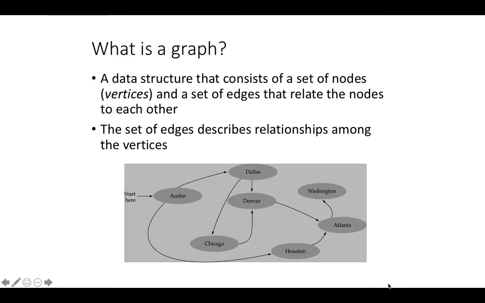Hi, today we are going to talk about graphs. So what is a graph? A graph is a data structure that consists of nodes called vertices, like these nodes in the figure, and also a set of edges that relates the nodes to each other. So this edge means that there is a relation between this node and this node.